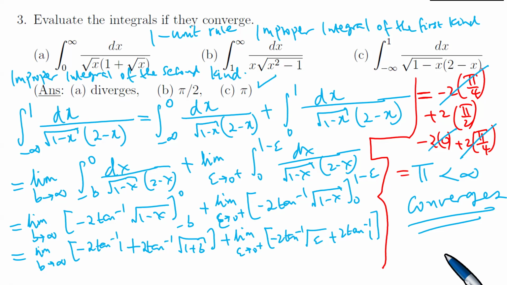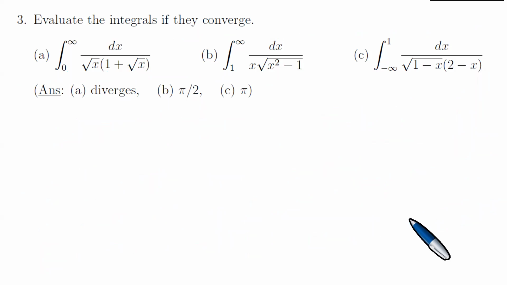Okay, but now take a look at the three. We've done the 3C. It converges because the integrand is pi and you got pi as well. But take note of the steps we have gone through. Okay, so now we continue to the next question.